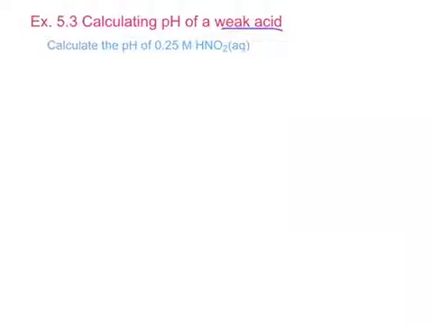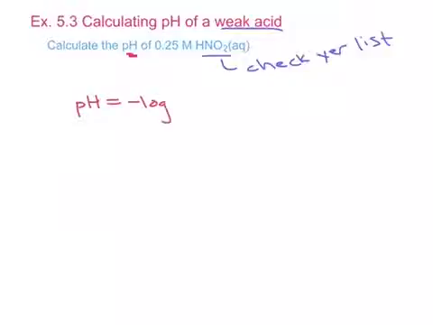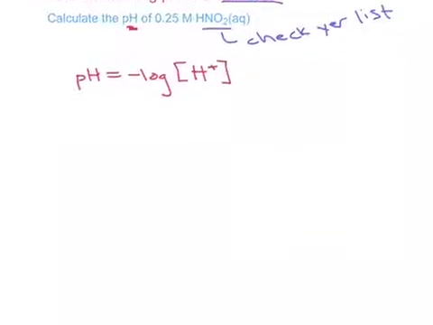And how do you even know if it's a weak acid versus a strong acid? Check your list. Before you start working on the problem, think about what it's asking. To find the pH, you're going to have to eventually find the concentration of H+, and then go from there. So let's move all of this up.